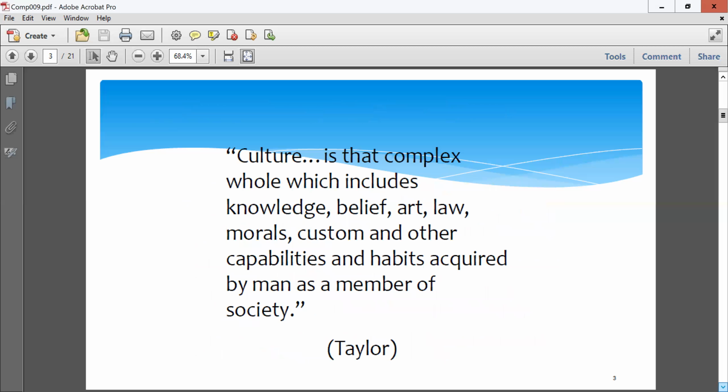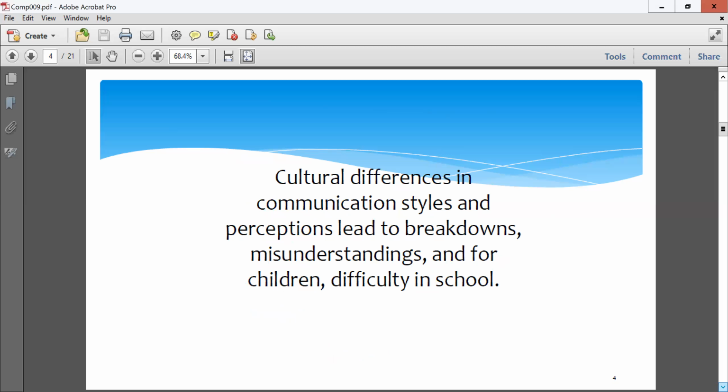Culture has many definitions. Here is one example. It's that complex whole, which includes the knowledge, belief, art, law, morals, customs, and other capabilities and habits that are acquired by man as a member of society. Cultural differences in communication styles and perceptions will lead to breakdowns, misunderstandings, and for children, difficulty in school. And we've all seen this before.